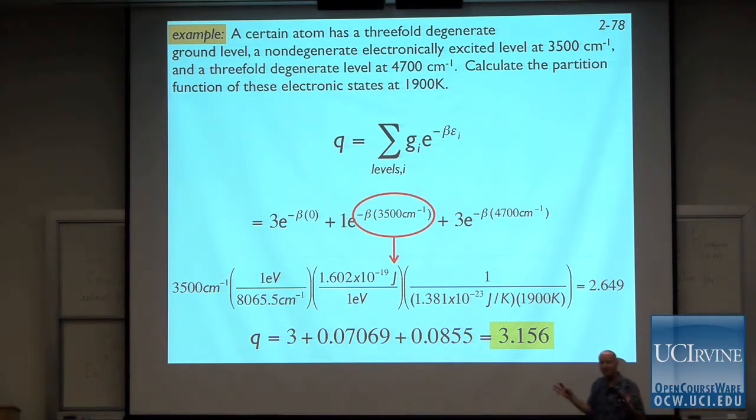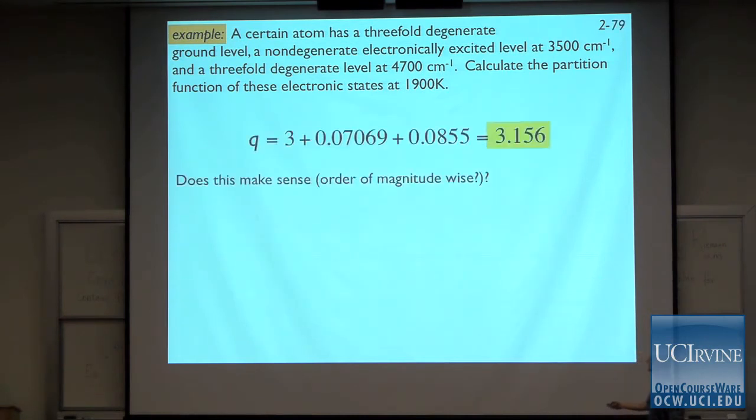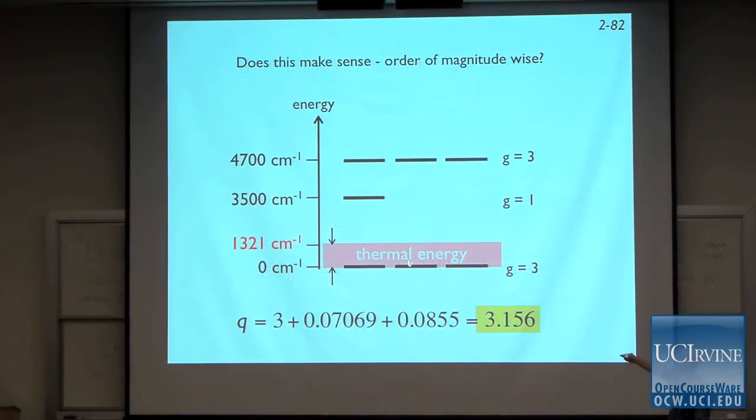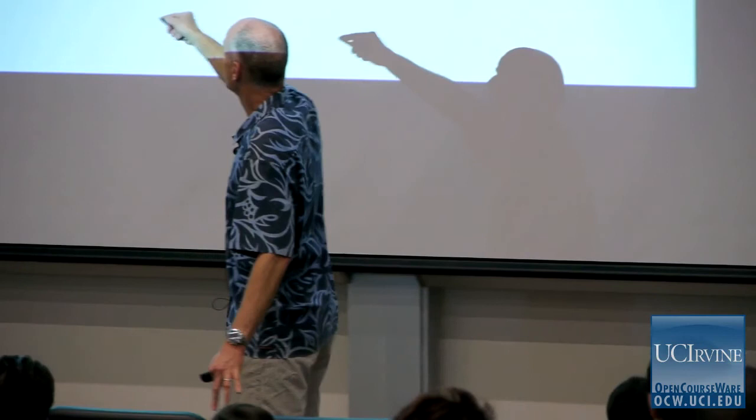Does that make sense? What is the partition function? It's the number of thermally accessible states. How much thermal energy is there in this system? What is kT? kT turns out to be 1,300 wave numbers. If you convert that number, 1,900 Kelvin, into units of wave numbers, it's 1,321 wave numbers. And so what this calculation tells us is that there should be a little more than 3 thermally accessible states in this system. Well, there are. These 3 states are thermally accessible.